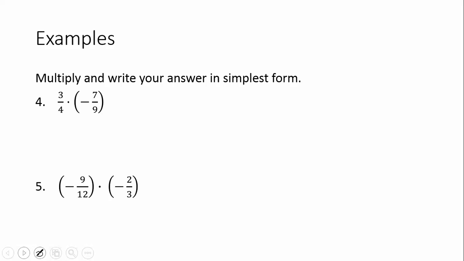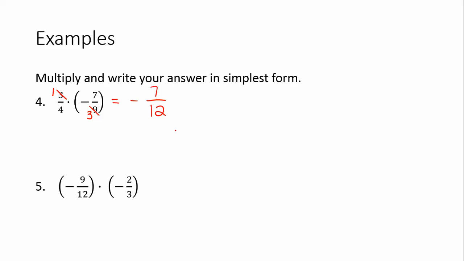Let's look at a few more examples. We have 3/4 times a negative 7/9. The first thing I'm going to look for is cross-canceling, and I see that the 3 and the 9 are going to reduce. 3 goes into 3 once, 3 goes into 9 3 times. 4 and 7, those numbers do not reduce. Nothing goes into 4 that also goes into 7. So now I just need to multiply my numerators and my denominators. Also, notice that we have a negative fraction, and a positive times a negative means our answer is going to be negative. So we have 1 times 7, which is 7, 4 times 3, which is 12.